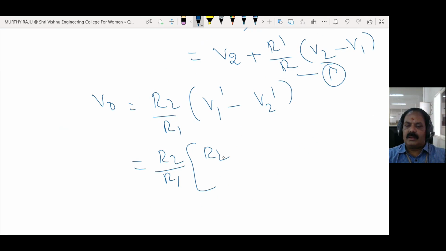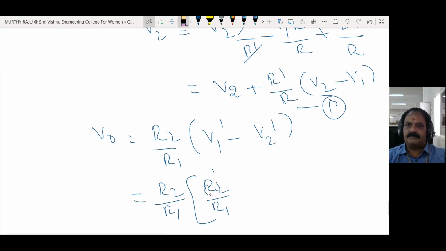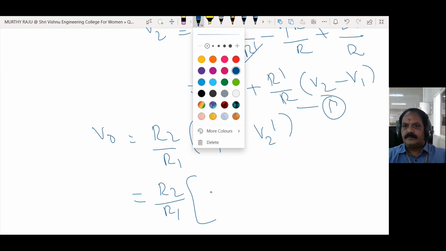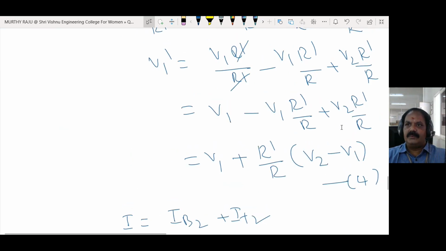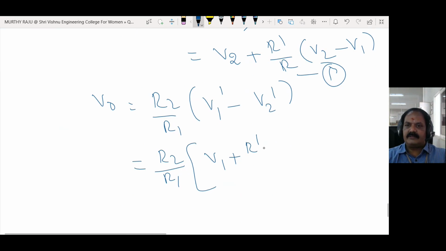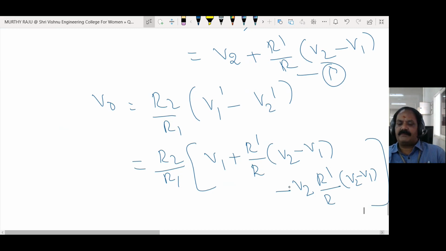V1 dash is equal to R2 by R1 into V1 plus R dash by R into V2 minus V1, minus V2 dash, which is minus V2 into R dash by R into V2 minus V1. Minus of minus is plus.